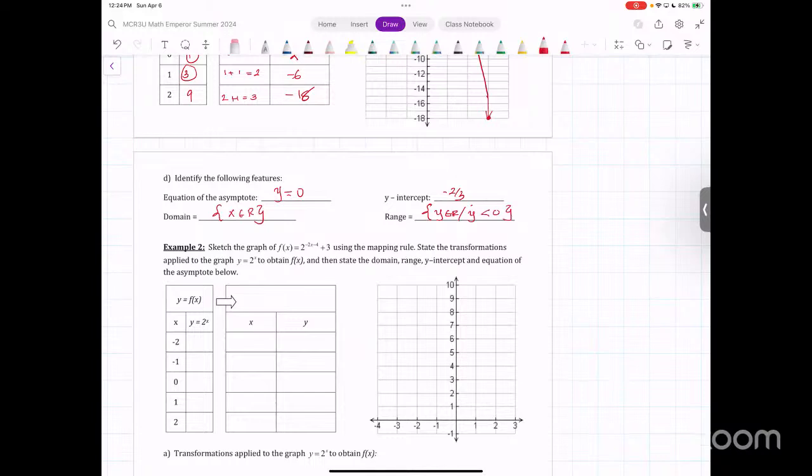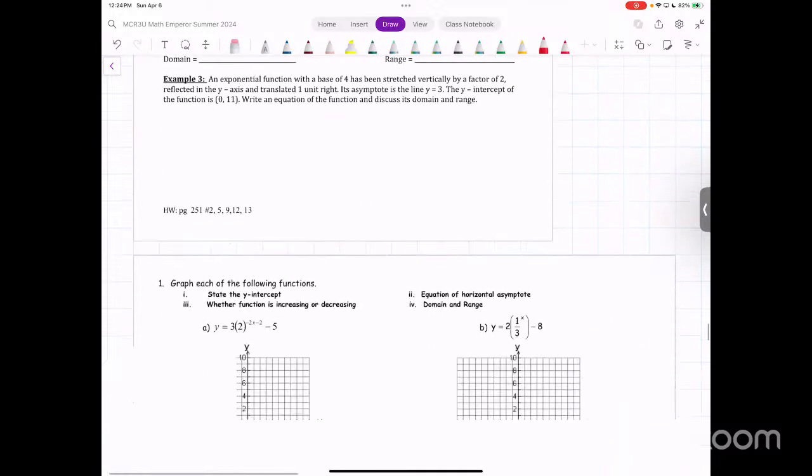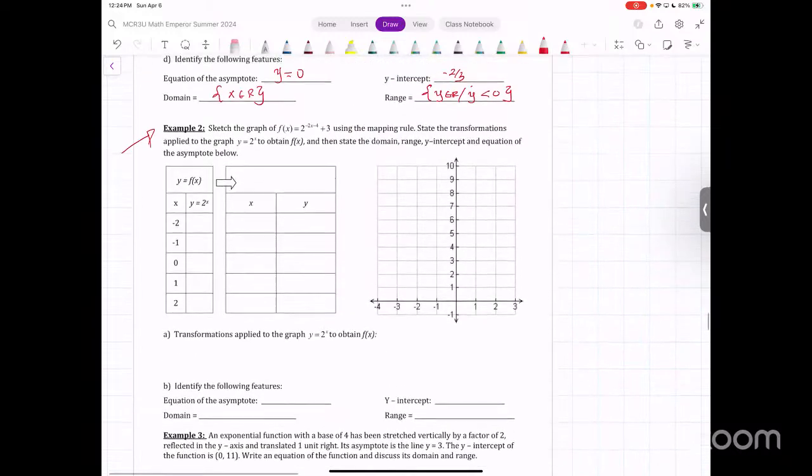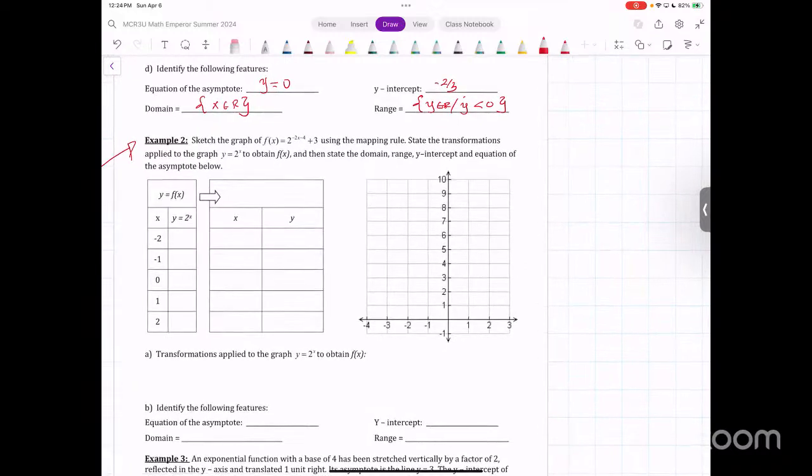Okay. So how about you guys do example 2 by yourself? I know I do have some practice. You know what? I will do this because that is a little tricky. Obviously, it is a little tricky. So sketch the graph, but before that, I'm going to ask you to describe it.